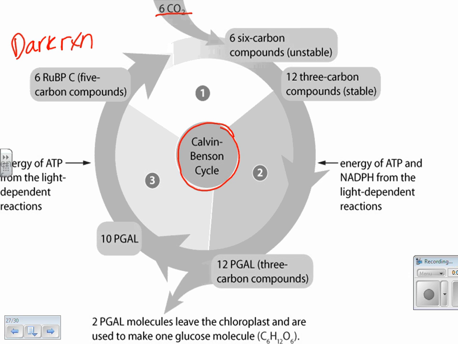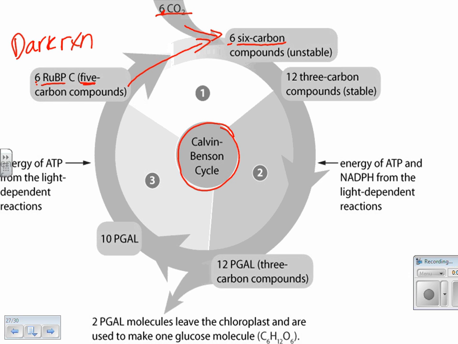Now we have to start with 6 of these to end up with 1 glucose. What happens is when the CO2 comes in, the first thing it does is join up with this compound called RuBP, which has 5 carbons in it. So 6 of these pair up with 6 of these. So I've got 5 carbon plus 1 carbon. This is going to give me a 6 carbon compound. Okay, and I get 6 of them because I had 6 of each of these.